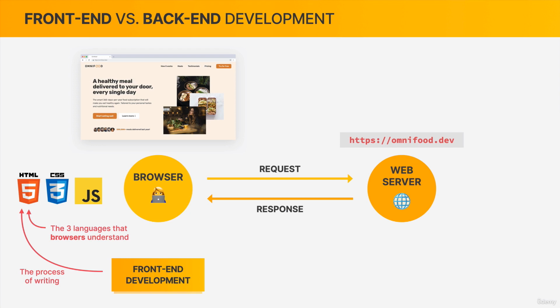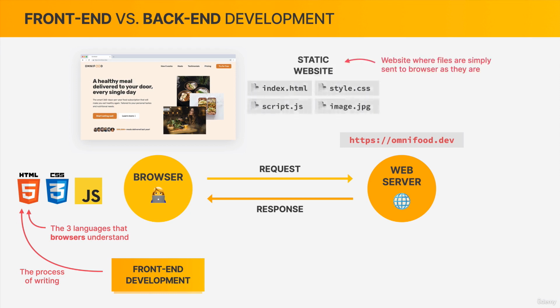Now, just as a side note here, whenever the files that make up the website are simply stored on the web server and are then sent to the browser as they are, we say that we have a static website. Okay? And this will make a little bit more sense in a minute when we talk about what a dynamic website is. But for now, just keep in mind that a static website is basically a website where the files are simply sent from the server to the browser as they are, so without any transformations.